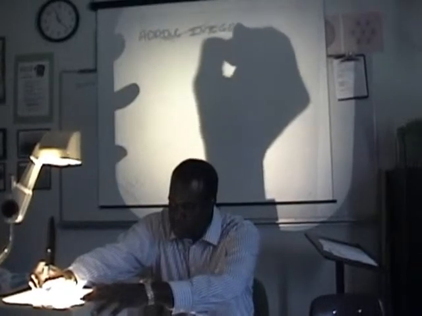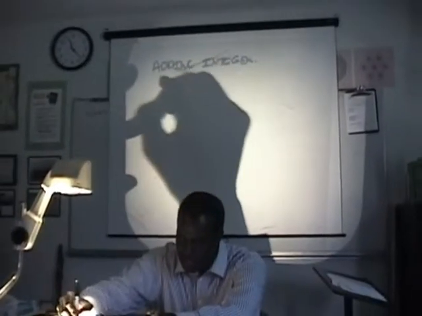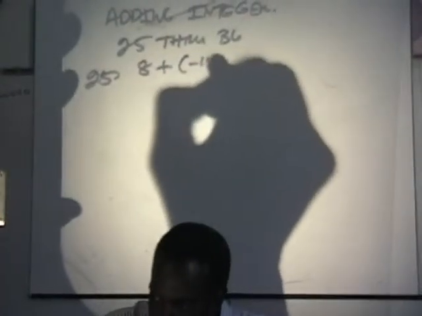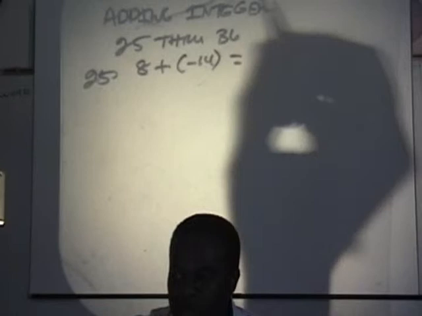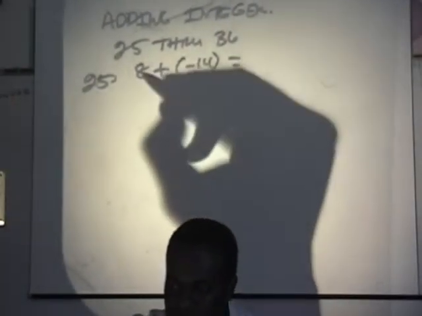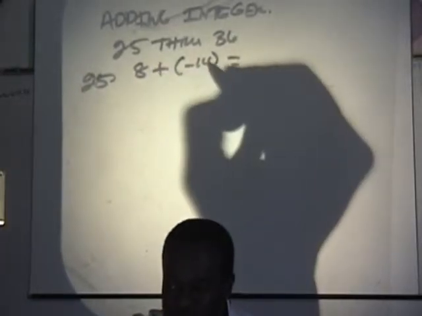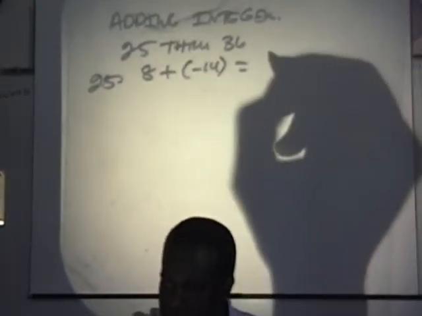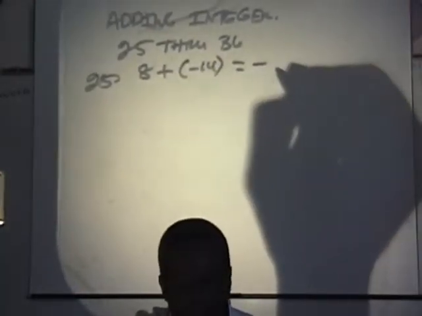Once again, we're adding integers, and we're solving problems 25 through 36. Let's see if you got the right answers. Let's go to number 25. We have 8 plus negative 14. You're adding 8 positive charges to 14 negative charges, or 8 hot cubes and 14 cold cubes. So you have more cold cubes than hot cubes. So what's the answer going to be, positive or negative? The answer is going to be negative.